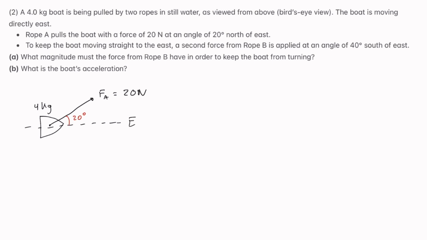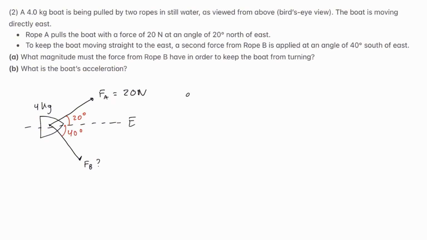To keep the boat moving straight to the east, a second force from rope B is applied at an angle of 40 degrees south of east. So we have some force B at an angle of 40 degrees south of east. We're asked to find the magnitude that rope B must have in order to keep the boat from turning, and we're also asked for the acceleration of the boat.